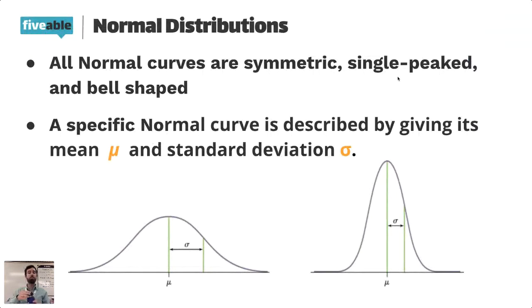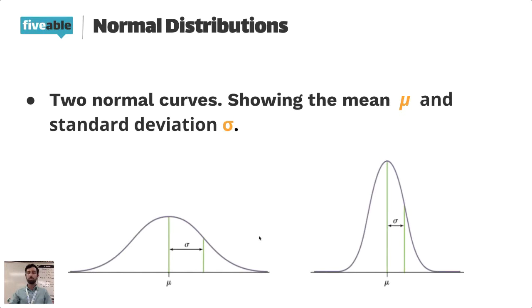All right, so here's some important information about normal distributions. First, all normal curves are symmetrical, single-peaked, and bell-shaped. Here, we have two normal distributions. Some are wider than others, but they're all described by the average, which is going to be in the middle, and the standard deviation. Here we have two normal curves. They're both normal. One has a larger standard deviation or a larger spread, but they're still approximately normal.